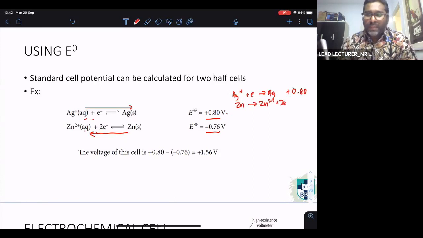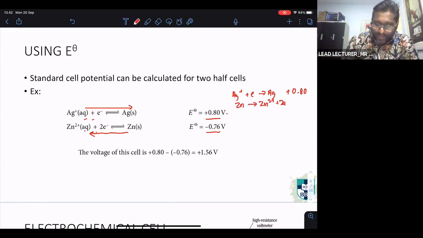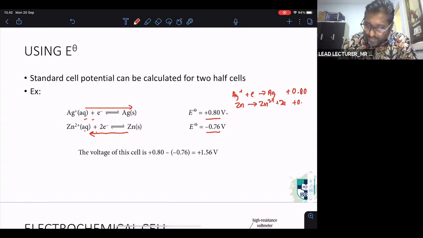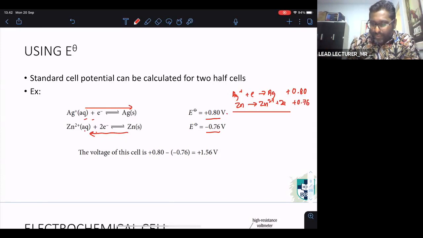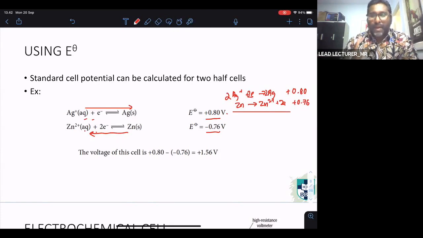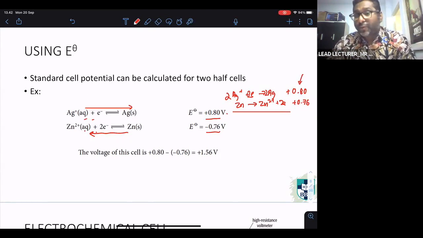The moment the direction goes to the left, what we need to do is change the sign to the opposite. Like for example, here is negative, now you change it into positive 0.76. Now the final step is we want to eliminate the electron, so we put 2, 2, and 2. But remember, do not times the E value by 2. Only the sign changes. It's not the same as enthalpy changes.